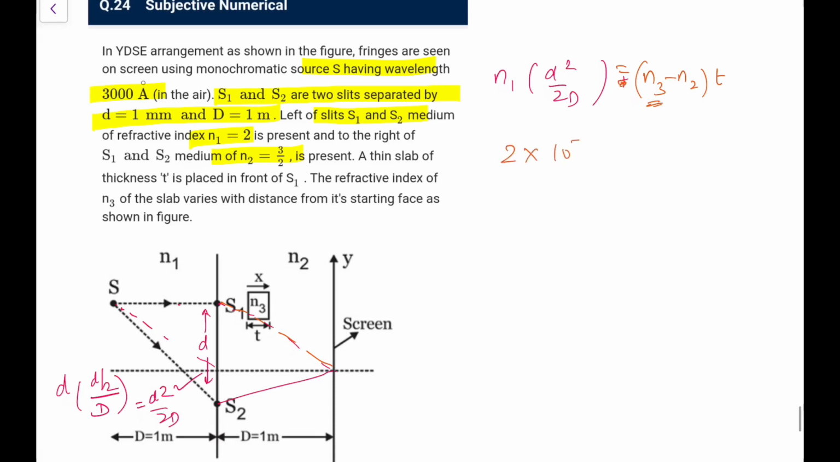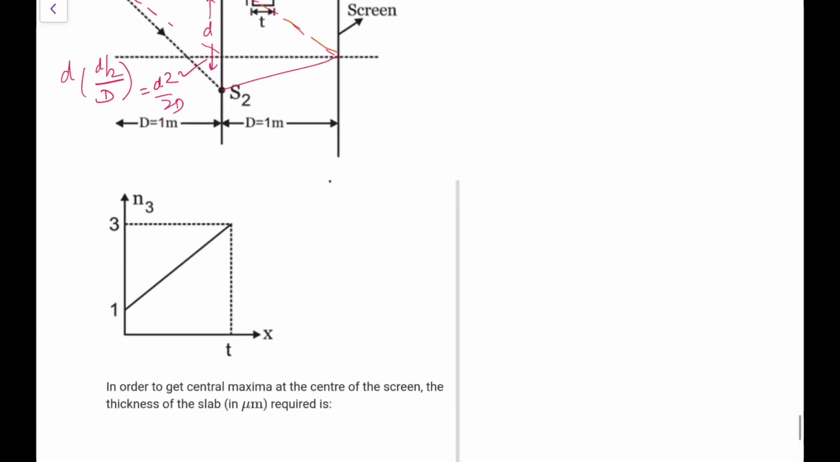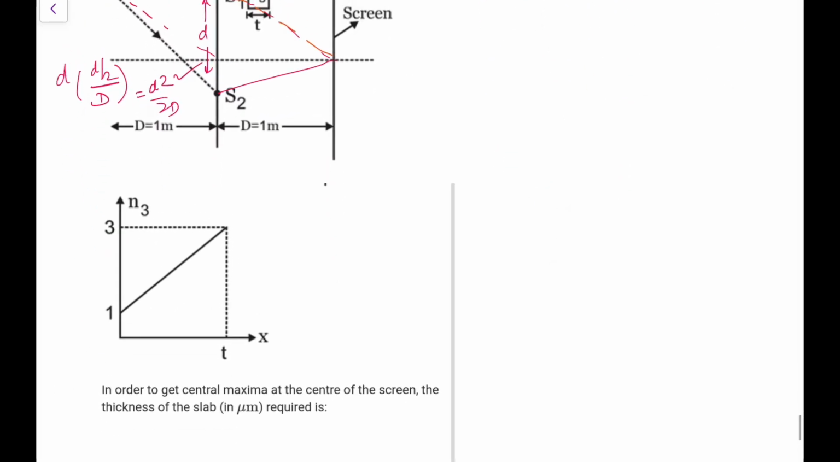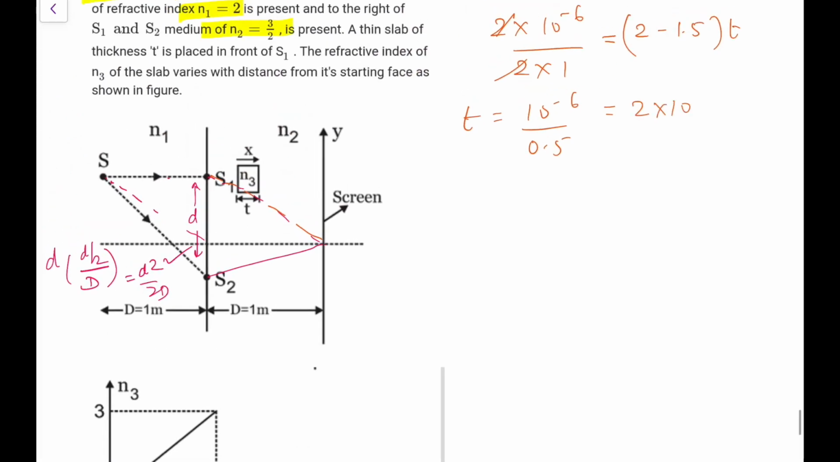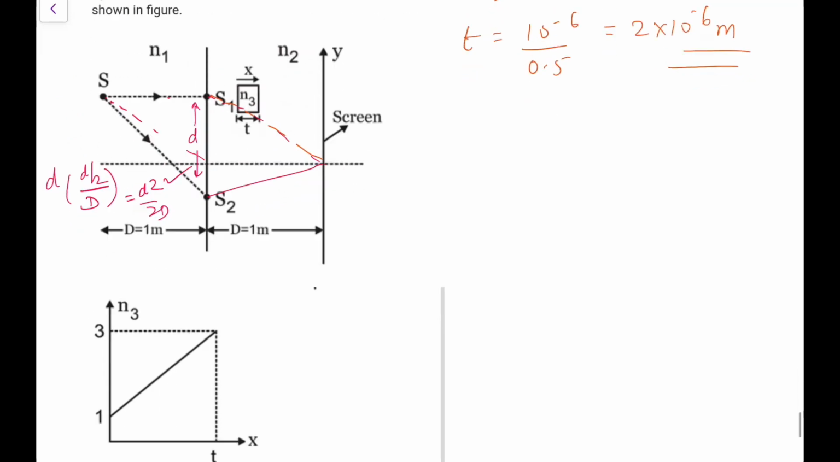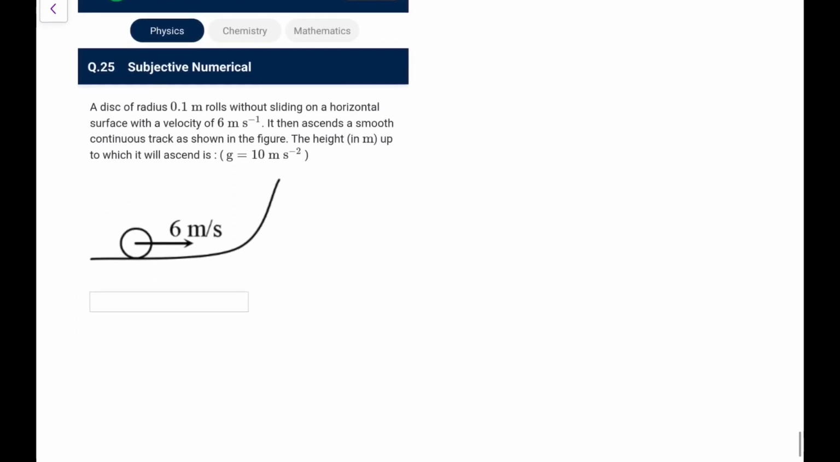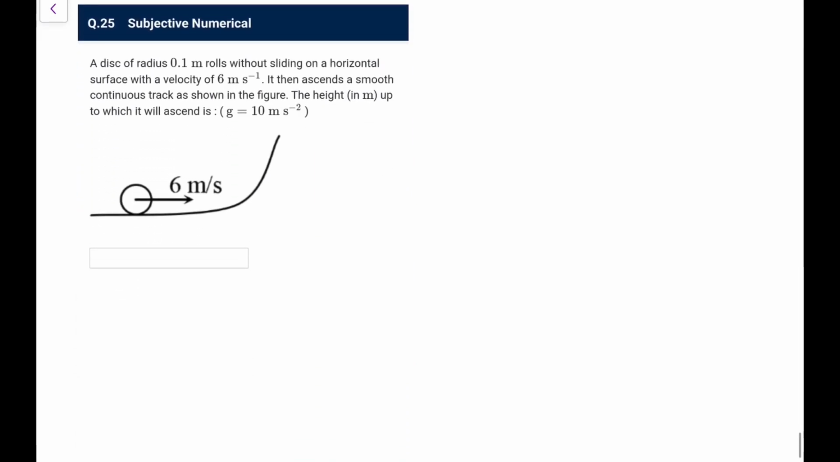So 2 into d square is 1 mm, 10 to the power minus 6, 2 into 1, that would be n3 minus n2. So n3 average is 2, minus 1.5, into t. So t comes out as 10 to the power minus 6 upon 0.5. So for me, this comes out as 2 into 10 to the power minus 6 meters. Because it is linear, I can go for that average value in this particular case.